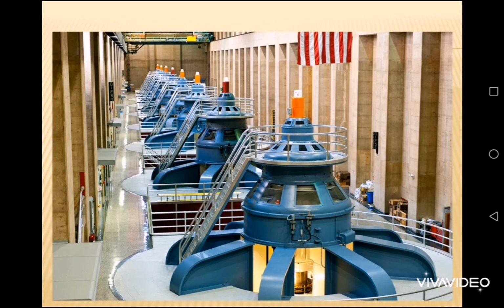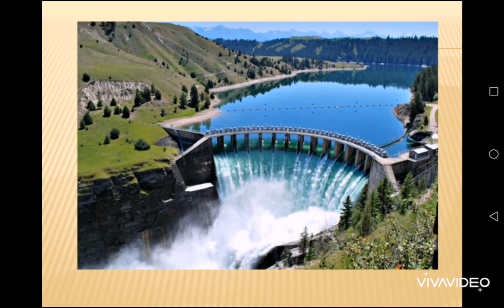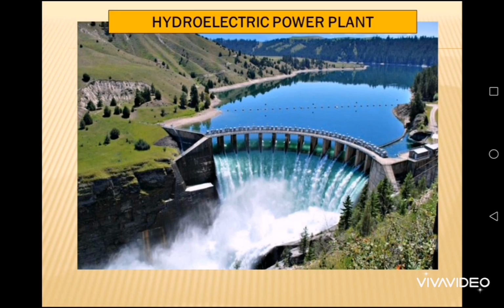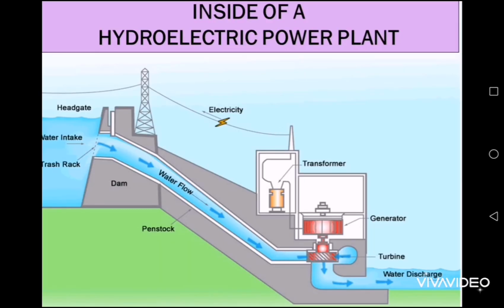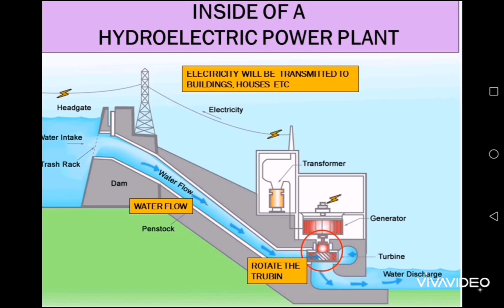This is a type of turbine, and these are the turbines inside a hydroelectric power plant. So how will we continuously rotate turbines? We can use water. Water can help us to rotate turbines, such as in a hydroelectric power plant. This animation shows the inside of a hydroelectric power plant. Water flow will rotate the turbine, and the turbine will generate electricity, and electricity will be transmitted to buildings, houses, factories, and so on.